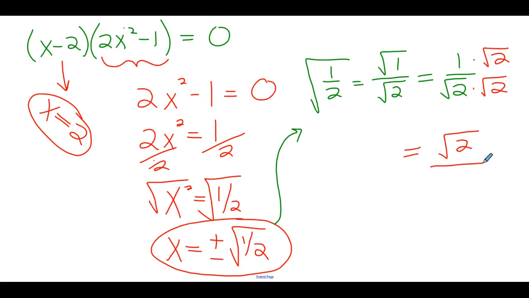Over, what's the square root of 2 times the square root of 2? If you didn't know, you could throw it in your calculator. 2. It's just 2. Remember, the square root of 2 times the square root of 2 is the square root of 4. But what's the square root of 4? 2. Wow, look at that. Don't forget your plus or minus.